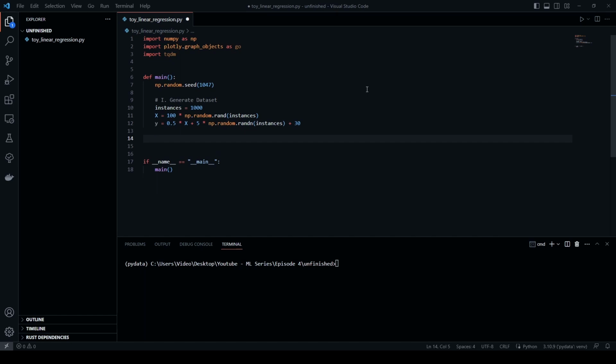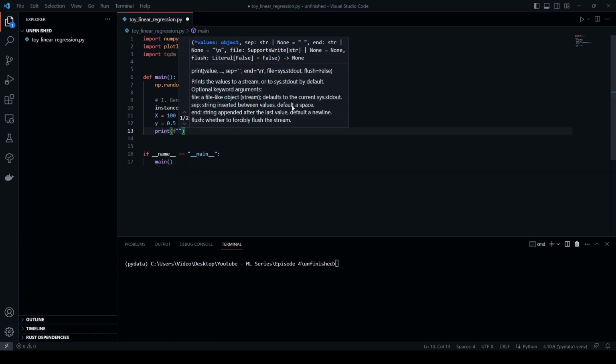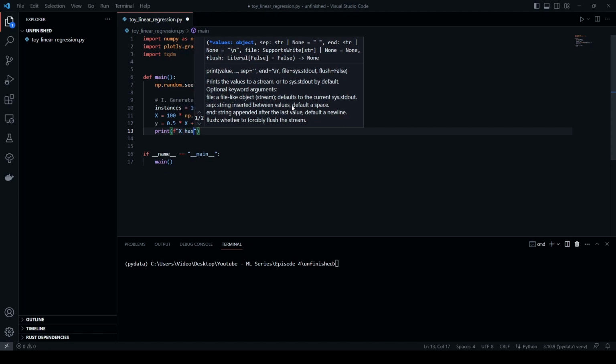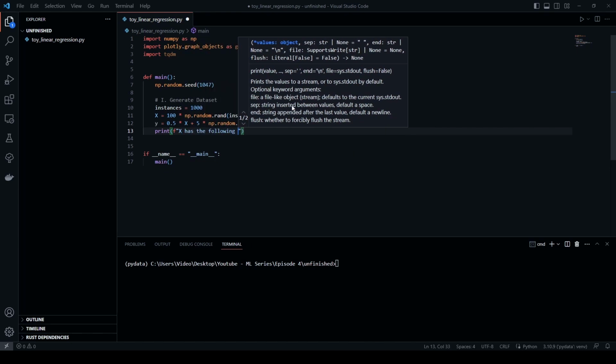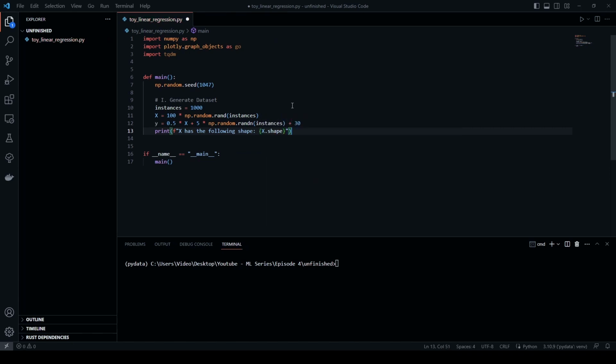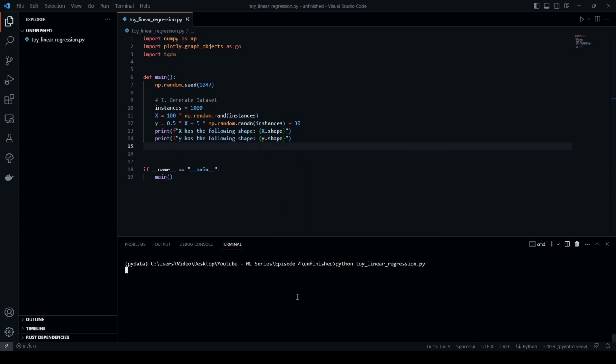Basically what we want from our machine learning model is to be able to describe these y values, to be able to fit these generated data points. So let us have a look at the shape of x and y, if that is correct. When we execute our script, what we get is an array with 1000 entries, which is correct. Okay, so far so good.